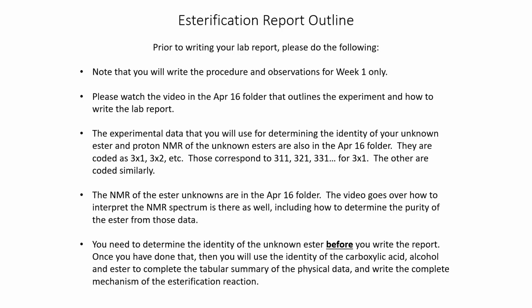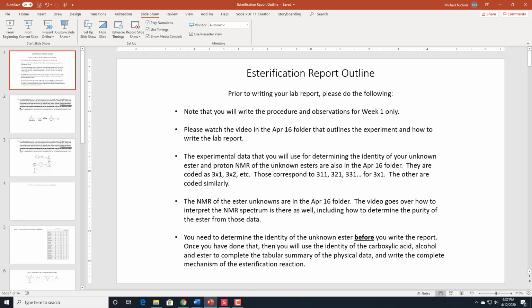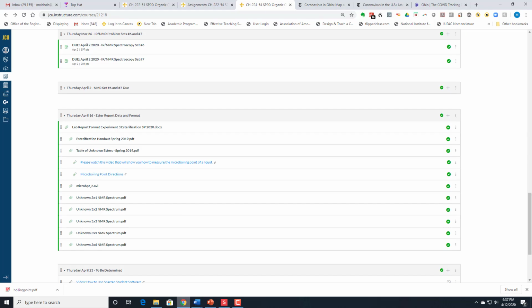So first of all, let me go to the website. Let me go to Canvas and show you what is there. First is the laboratory format, which I'm going to go over. Secondly, there's a copy of the experimental handout, which is there for your reference. Then there's a table of unknown esters that we will talk about, that has the table of the possible unknowns as well as their physical properties.